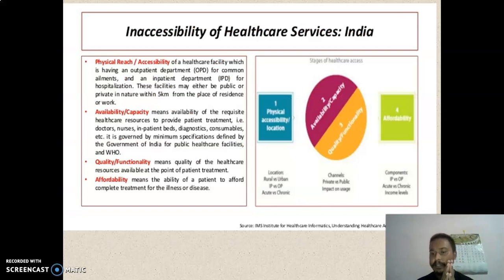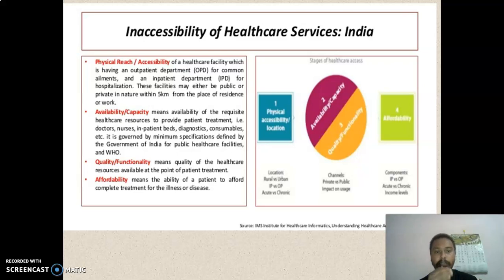Next is inaccessibility. Accessibility means reachable. Number one is physical reach, or accessibility. Sometimes it is not possible for people even to reach the village hospital. Why? Because there is one hospital for 5-6 villages, and from the village the hospital is 10 or 15 kilometers away. The village road is not proper, and there is no proper vehicle facility, so sometimes people are unable to reach there. Second is availability. Even if you reach there, there might be no doctor, no nurses, no diagnostic, meaning testing, facilities, and many other things may be missing, so they will tell you to go to town again. So see, availability.